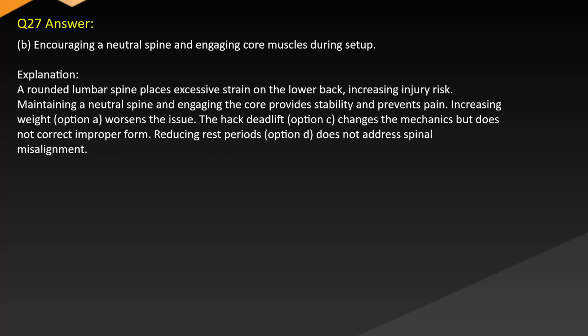Answer B. Encouraging a neutral spine and engaging core muscles during setup. Explanation: a rounded lumbar spine places excessive strain on the lower back, increasing injury risk. Maintaining a neutral spine and engaging the core provides stability and prevents pain. Increasing weight, option A, worsens the issue. The hack deadlift, option C, changes the mechanics but does not correct improper form. Reducing rest periods, option D, does not address spinal misalignment.